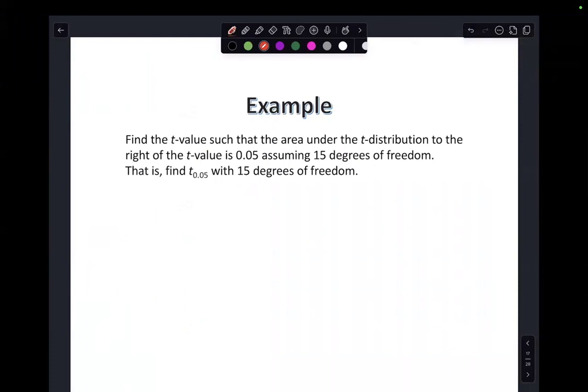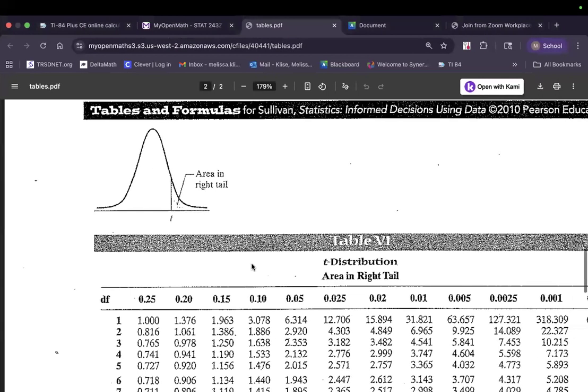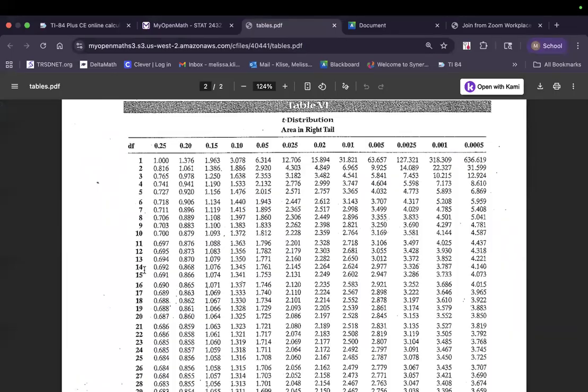Find the t value such that the area under the t distribution to the right of the t value is 0.05, assuming 15 degrees of freedom. All right, so I'm going to go back over here, make it a little smaller so I can see the top. 15 degrees of freedom, so right here. 0.05 is right here. So my t value, I'm going to write it down. My t value is 1.753.